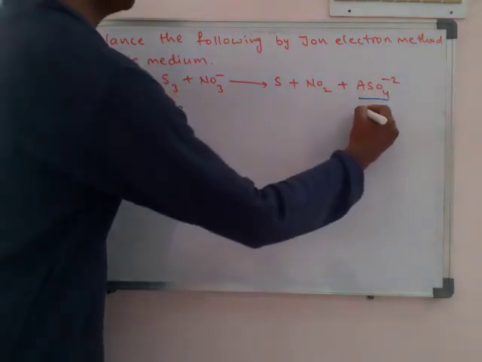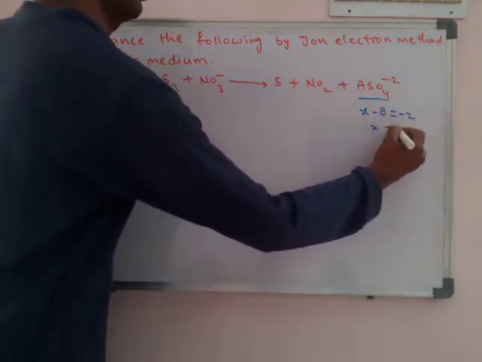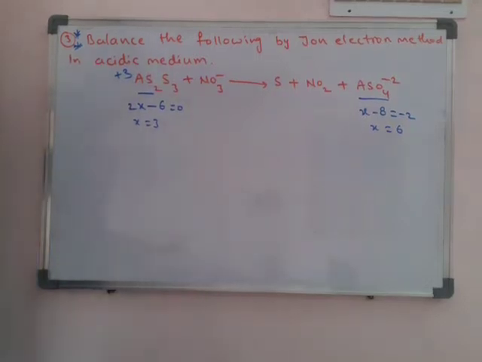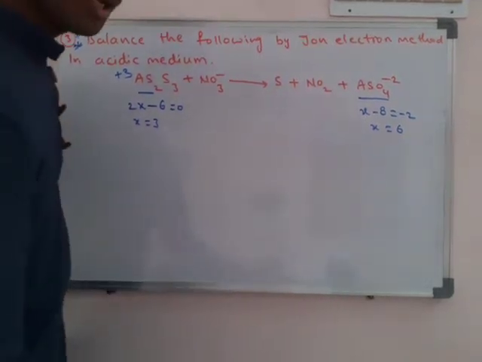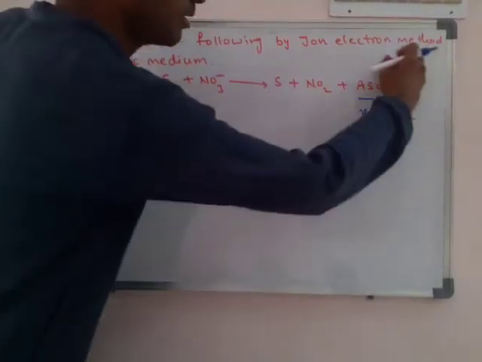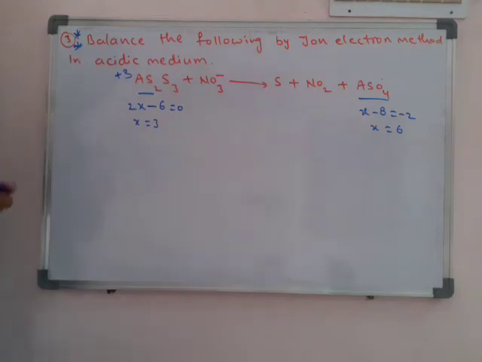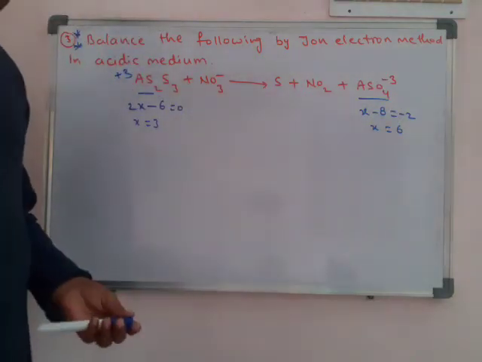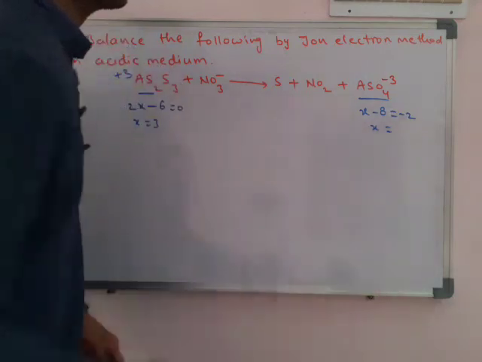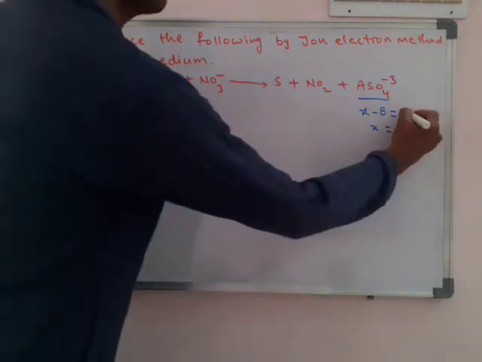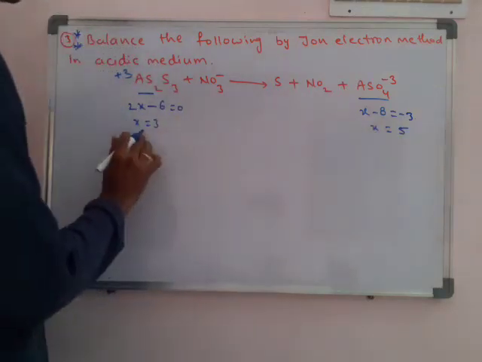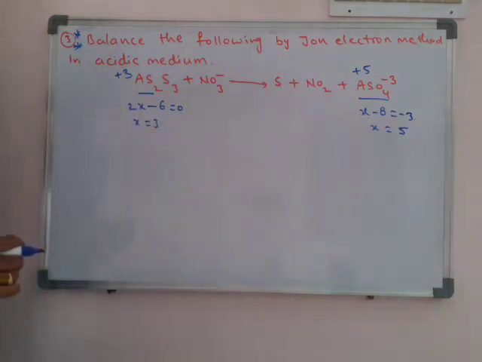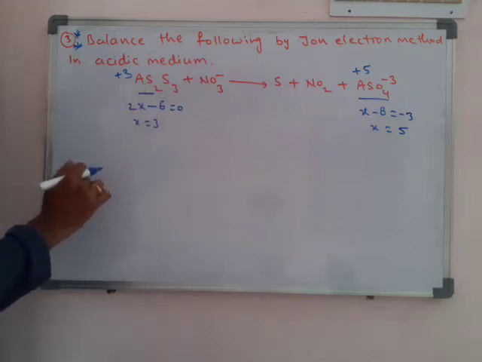Like here, arsenic x minus 8 equals minus 3, this is AsO4 3 minus. How did we get it? Arsenic is a 15th group element, so its oxidation number can be maximum 5, as it has 5 valence electrons. So arsenic oxidation state is plus 5. So plus 3 to plus 5, it is oxidized.